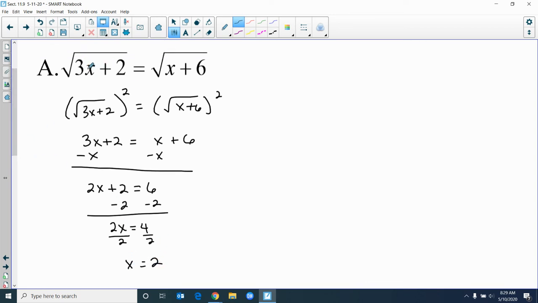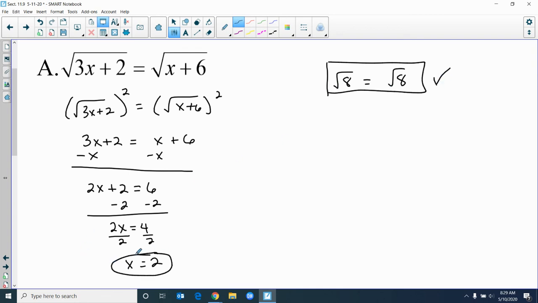What's 3 times 2? 3 times 2 is 6. 6 plus 2 is 8. So on that left-hand side, I get square root of 8. And then what's 2 plus 6? Well, that's 8 as well. That's all I need. Square root of 8 equals square root of 8. I know that's true. They're equivalent, so that means x equals 2 is correct. So that's my answer.